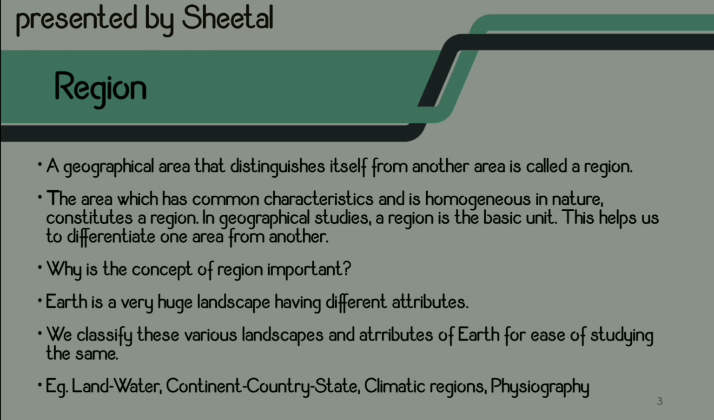The area which has common characteristics and is homogeneous in nature constitutes a region. In geographical studies, a region is the basic unit. This helps us to differentiate one area from another area. Any area which has a common characteristic or is homogeneous in nature means what? It means in that area the people talk in the same language, or they follow the same lifestyle. The festivals which they celebrate are the same. This is called homogeneous in nature.